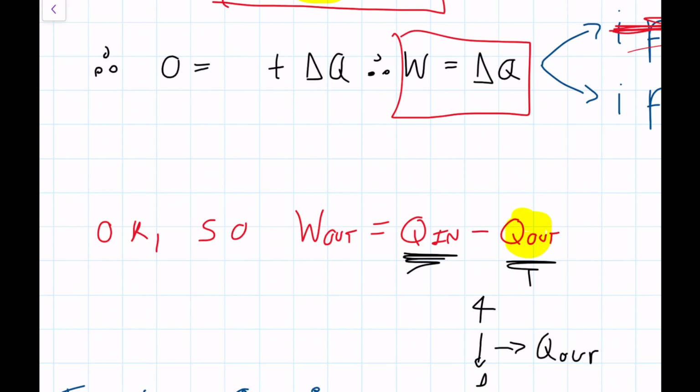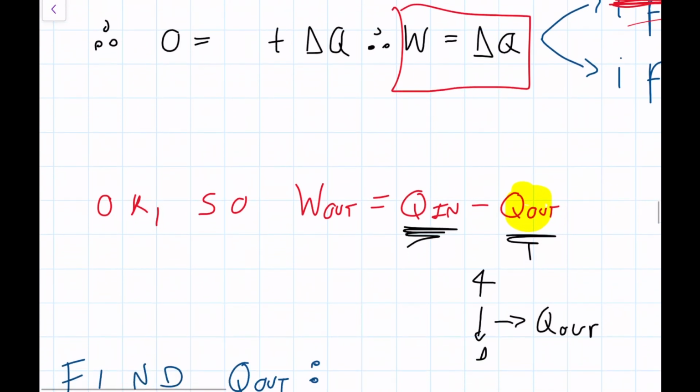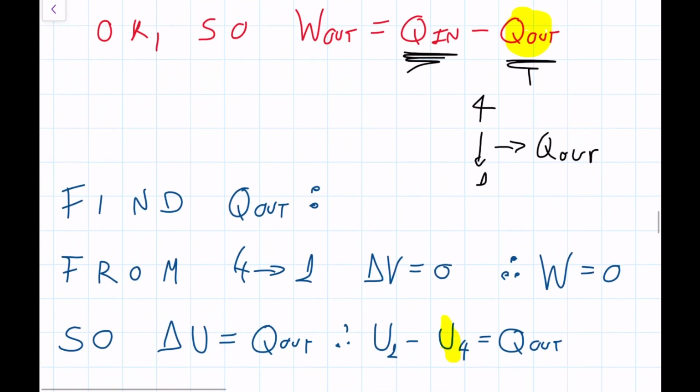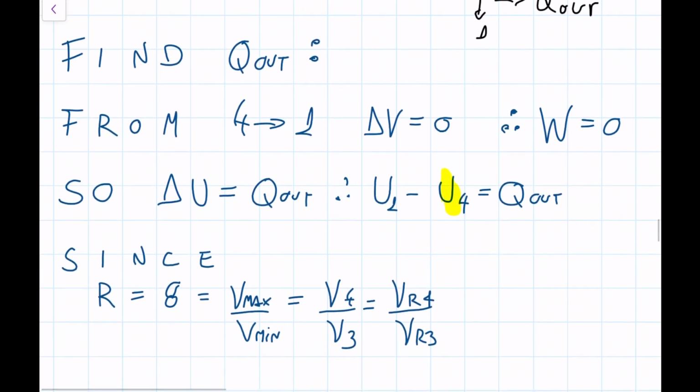So as long as I can find the information for state 4, I can use that information to relate Q out. Okay, so from 4 to 1, again, delta V is 0, right? Just like 2 to 3. So therefore, again, my work is 0. If my work is 0, that means that delta U equals my Q. And I can use this relationship to find and define my state 4, right?